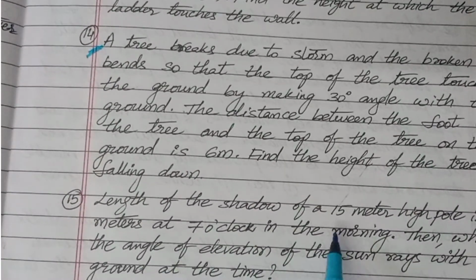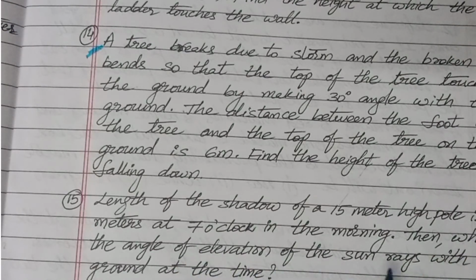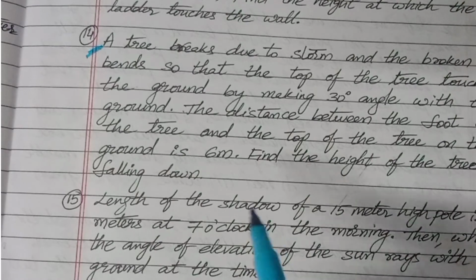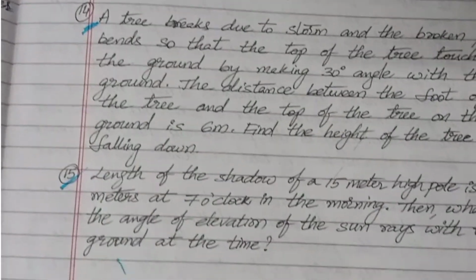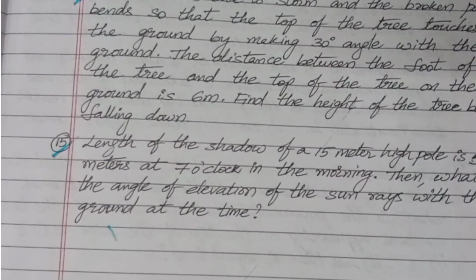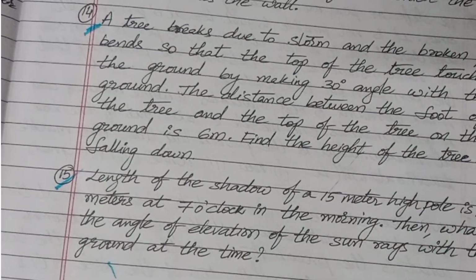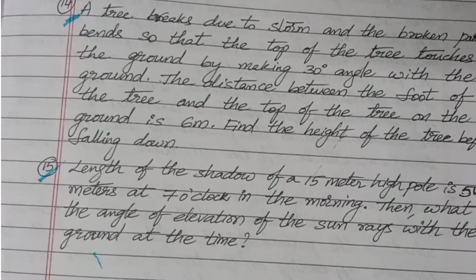Next, the length of the shadow is 15 meters. The pole is 5√3 meters high at 7 o'clock in the morning. Then what is the angle of elevation of the sun rays with the ground at that time? This is also an important question. So these are the questions from trigonometry, application of trigonometry, essay questions.